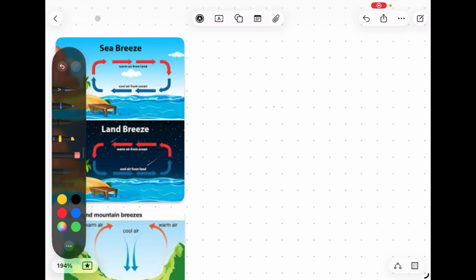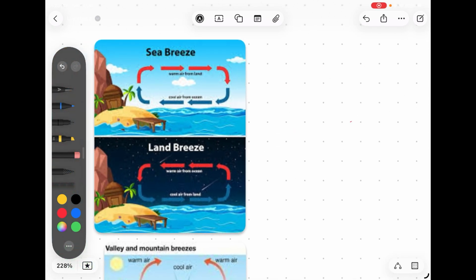So now we are going to talk about the land and the sea breeze, which you would already know. You've studied this before also in your school days. So you know that land heats faster and land cools down faster.